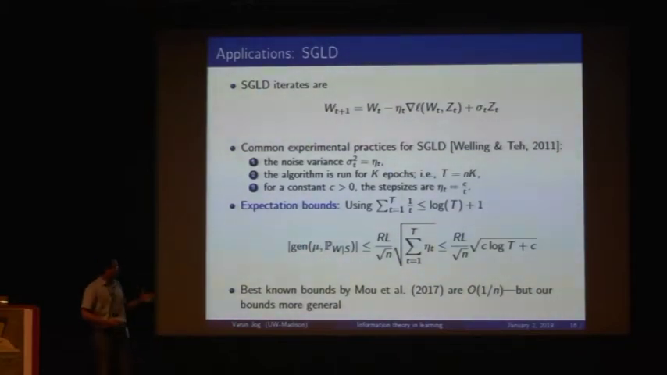So this is a theme that I have been observing: information theory is very useful for getting bounds, but you may not always get tight bounds.